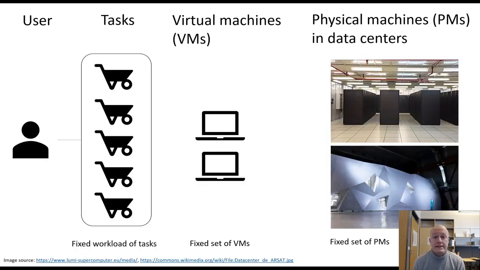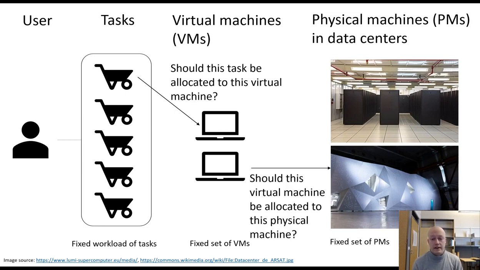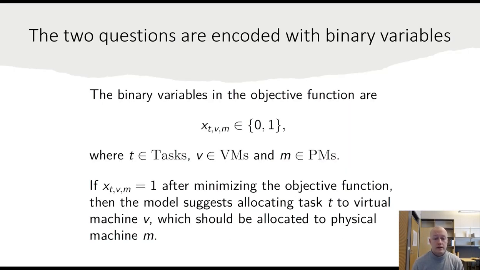So now if we see this type of binary formulation of the problem, the idea is that in this kind of binary formulation, we need to be able to ask yes or no questions. So what are the questions in this case? The first question would be: should this task be allocated to this virtual machine? And the second question is: should this virtual machine be allocated to this physical machine?